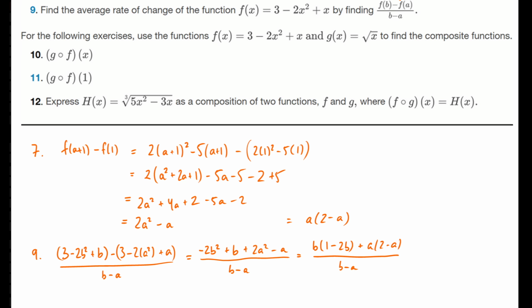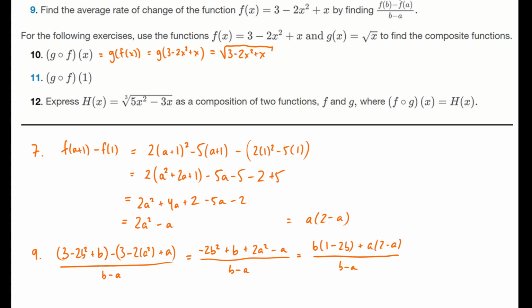For the following exercises, use the functions f of x equals 3 minus 2x squared plus x and g of x equals root x to find composite functions. So if we take g composite f of x, this is just the same thing as doing g of f of x. So this is going to be g, where we plug in 3 minus 2x squared plus x into our function. So in other words, in the square root of x, we're just going to replace every x with 3 minus 2x squared plus x.